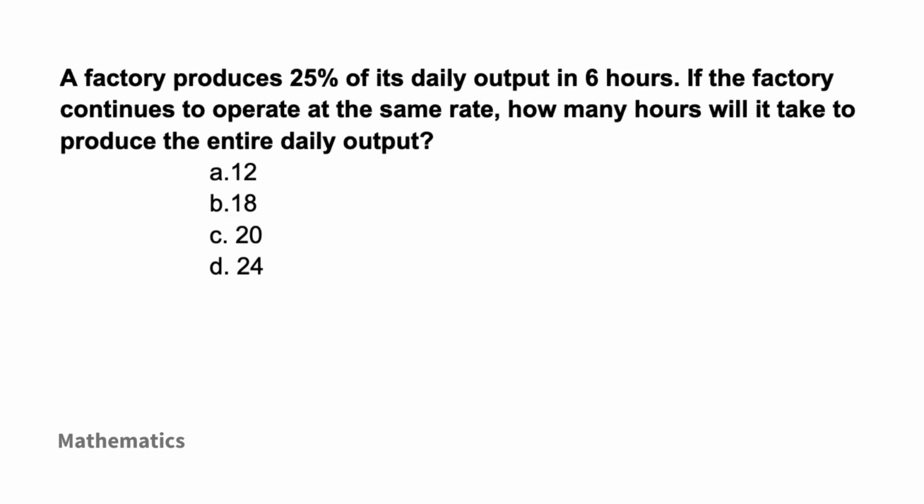Let's move on. The next problem reads: a factory produces 25% of its daily output in 6 hours. If the factory continues to operate at the same rate, how many hours will it take to produce the entire daily output? Pause the video, try and work this problem, come back when you're ready.